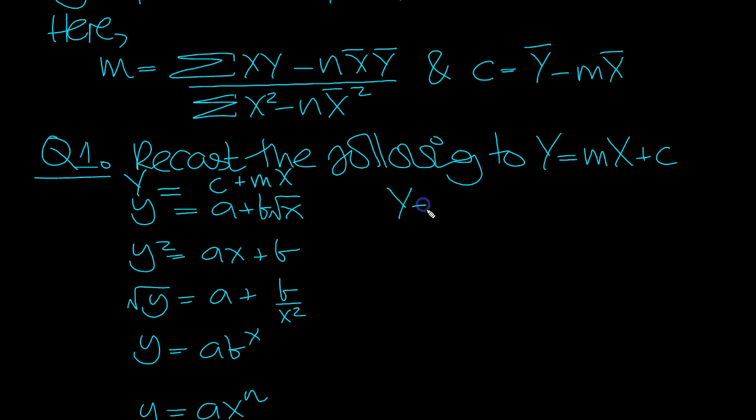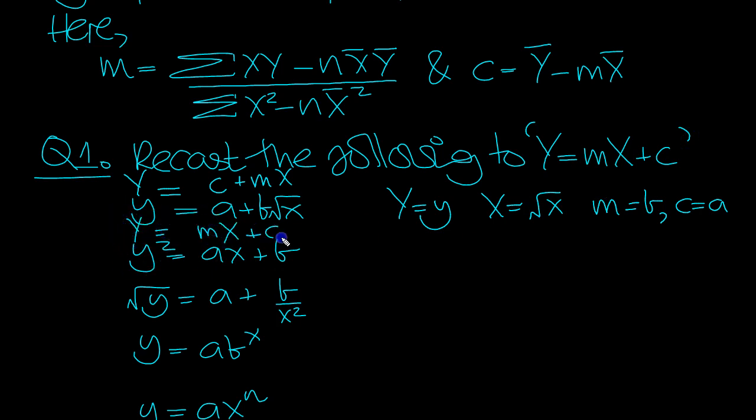So here y would equal y, capital X would be root x, m corresponds to the b, and the c corresponds to the value of a then, doesn't it? And that would be y equals mx plus c. Here, y equals mx plus c.